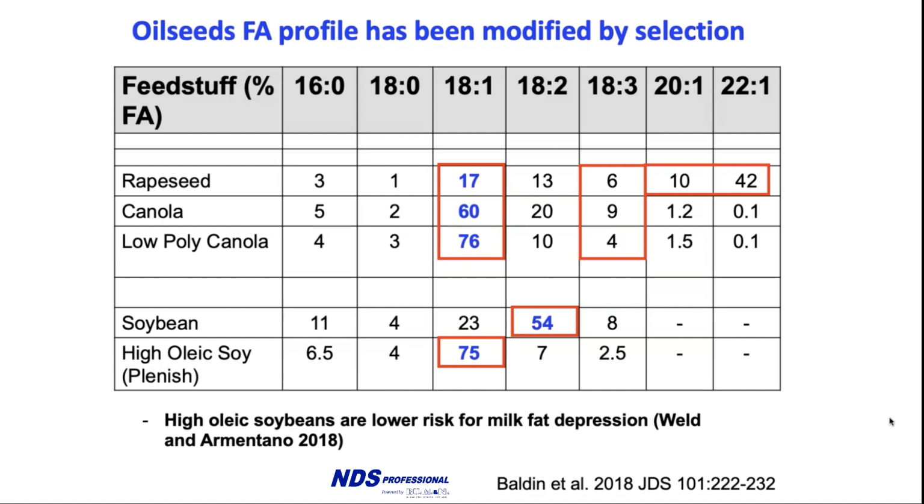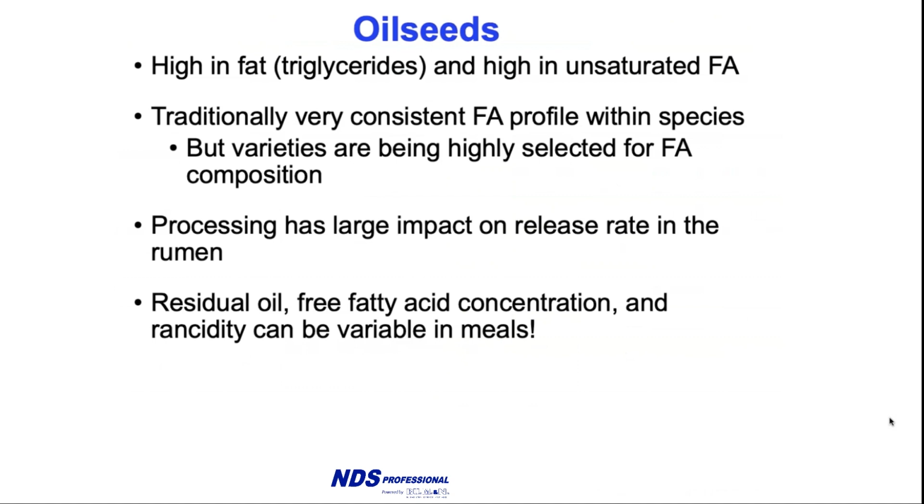So this soybean is now widely available, and we expect that it reduces our risk for milk fat depression by decreasing 18:2 and increasing our 18:1 supply. Our oil seeds are high in triglycerides and these unsaturated fatty acids. Again, traditionally consistent fatty acid profile, but now we have to consider that.